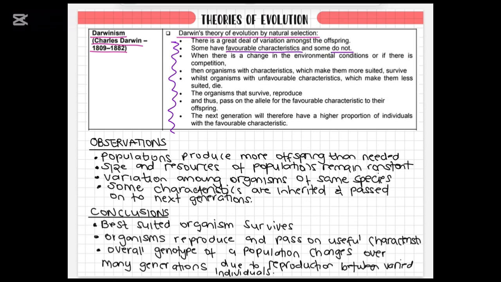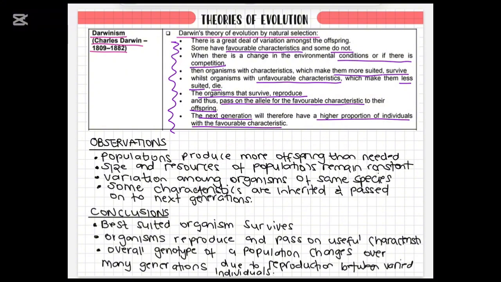And when there's a change in environmental condition or if there is competition, organisms with favorable characteristics are able to survive, while those with unfavorable characteristics are less suited and they die. Then the organisms that survive reproduce and pass on the allele for the favorable characteristic to their offspring. The next generation will therefore have a higher proportion of individuals with favorable characteristics.